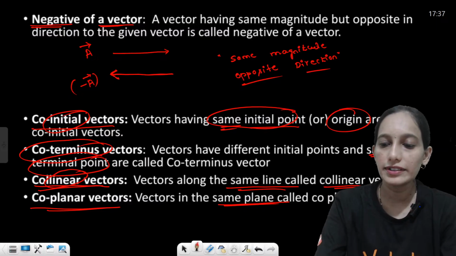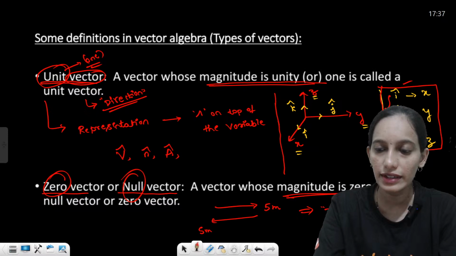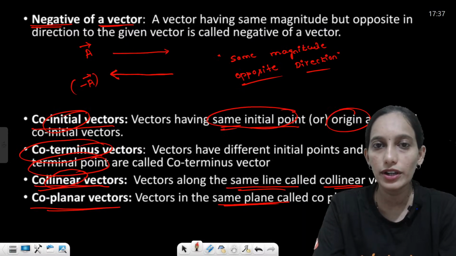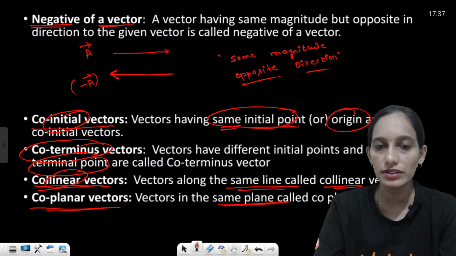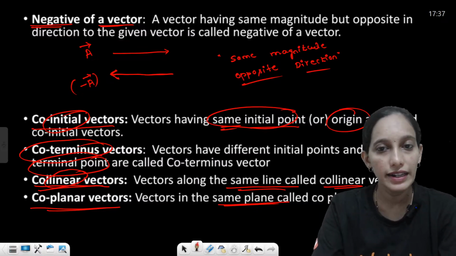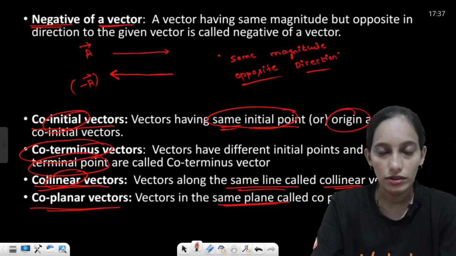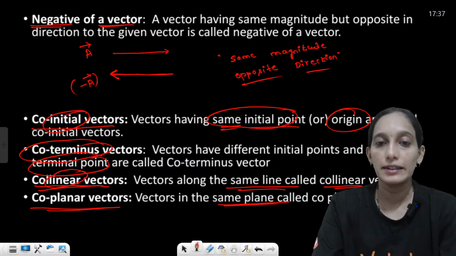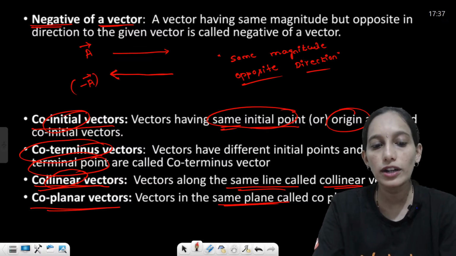So what are all the types of vectors that we have discussed? Unit vector, magnitude 1. Null vector, magnitude 0. Negative of a vector, magnitude same, direction reversed. Co-initial vectors, initial point same. Co-terminus vectors, the vectors which have the same final terminal point. Two or more vectors having the same terminal point are called co-terminus vectors.